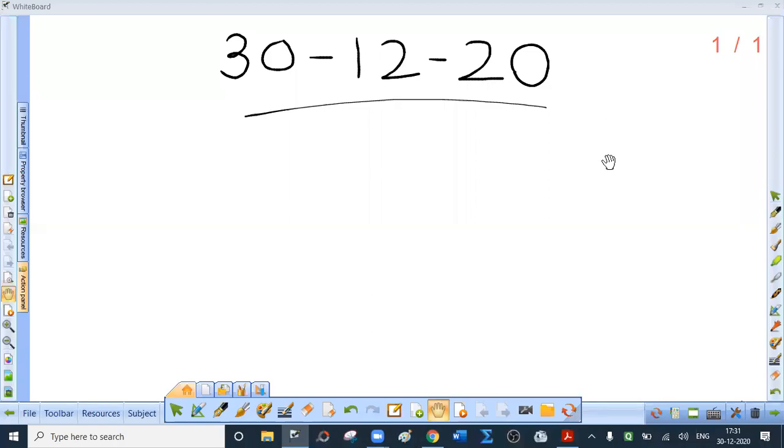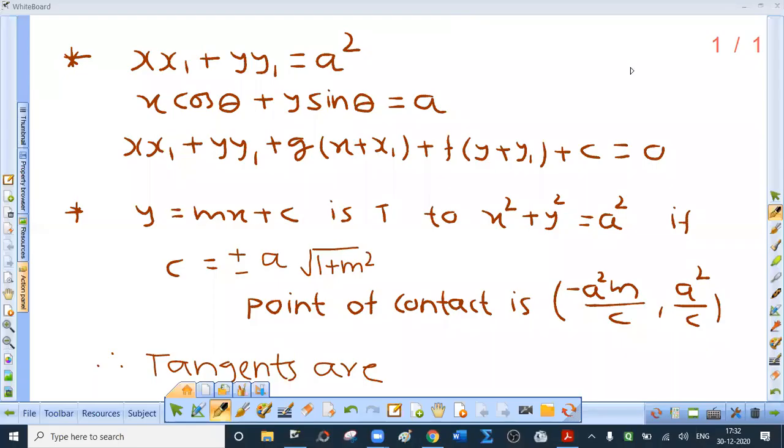Good evening. Before we start solving sums, let us revise tangency in case of circle. So the first point in case of tangency is equation of tangent to circle at a point x1 y1 on it. If we consider standard circle x square plus y square equal to a square, what is the equation of tangent? It is xx1 plus yy1 equal to a square. And tangent drawn at p of theta will be what? X cos theta plus y sin theta equal to a.